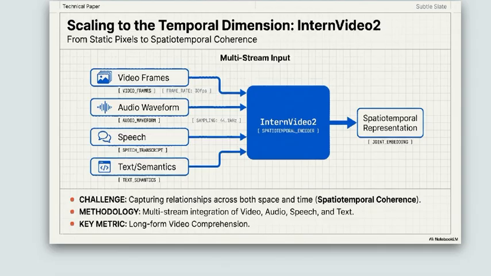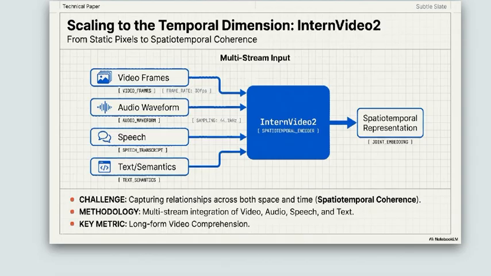Meaning it's not just looking at the video frames. No, it's ingesting the video frames, the audio waveforms, the speech transcripts, and textual semantics all at the same time. So it's hearing the explosion, seeing the fire, reading the subtitles, and analyzing the metadata all at once. Yes, and they train it using a joint embedding space. They force the audio of a dog barking, the video of a dog, and the word dog to all map to the same mathematical point. So if it hears a bark but the video is blurry, it still knows dog.